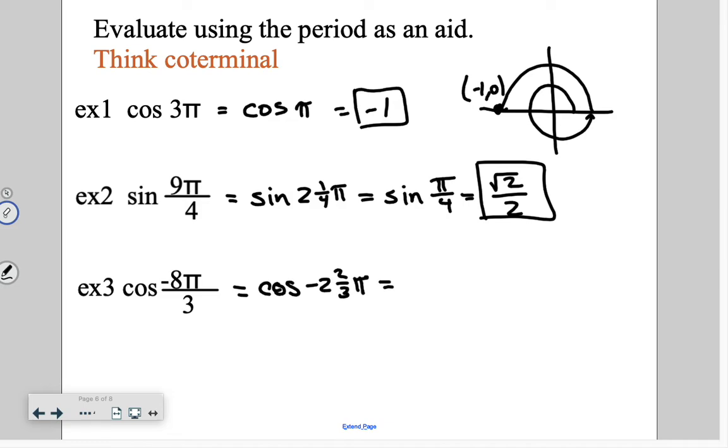Which once again, do I really care about the first negative 2 pi? So we can kind of get rid of that. I don't care about that first full rotation. This is really asking me, what's the cosine of negative 2 pi over 3? Okay. Which is still complicated enough because of the negative, but let me go to the unit circle and show you how you can use this to come up with it. Okay? Let me go back to the unit circle.